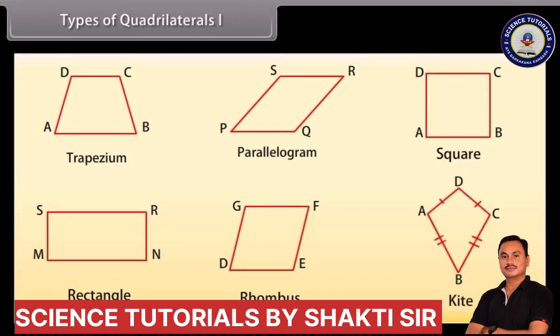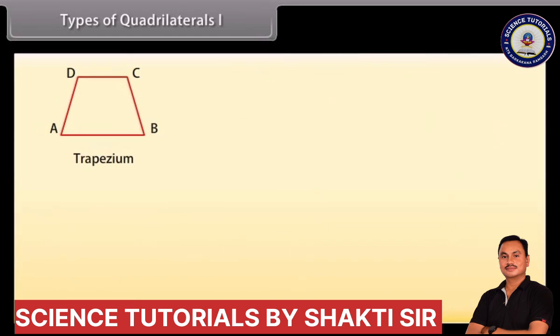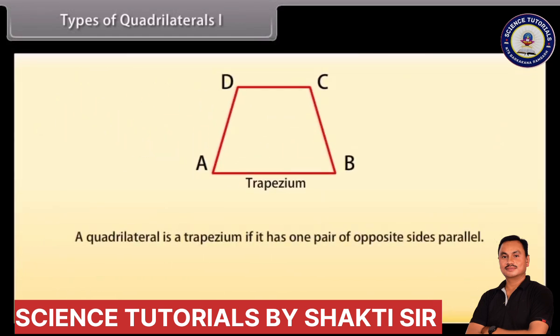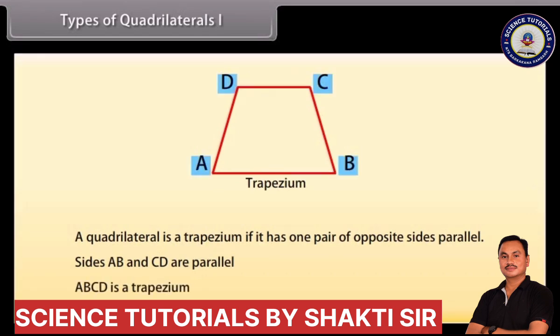Look at these figures. We will go through them one by one. First one is trapezium. A quadrilateral is a trapezium if it has one pair of opposite sides parallel. Here opposite sides AB and CD are parallel, so ABCD is a trapezium.